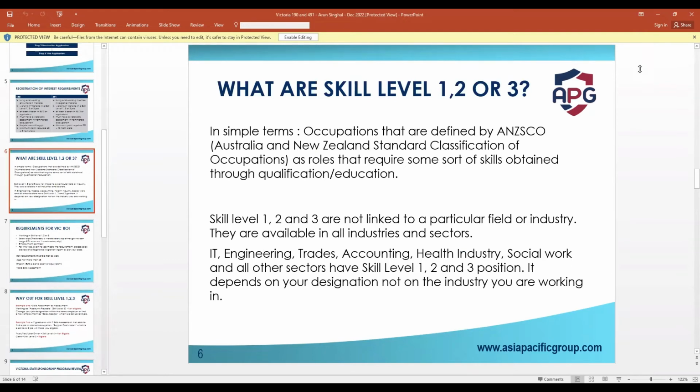Someone is asking, at the time of lodging the EOI, do we need to be living in Victoria to get an invitation? The basis for lodging an EOI is that you must be living and working in Victoria for 190. And if you are planning to lodge 491, you must be living in regional Victoria. That is the requirement at the time of lodging the EOI, not at the time of invitation.